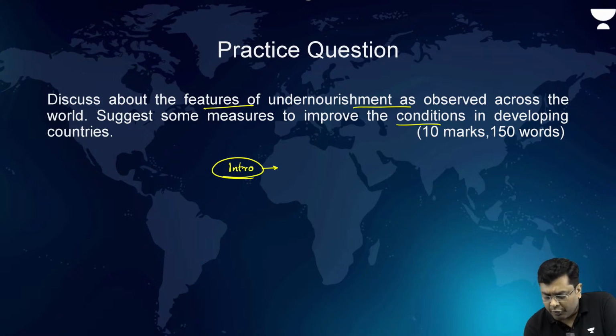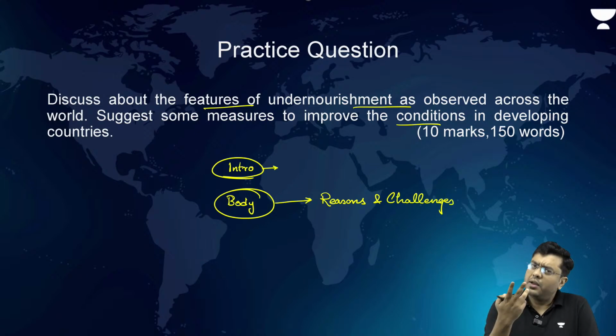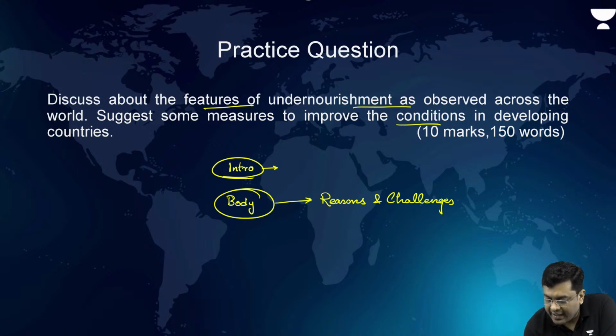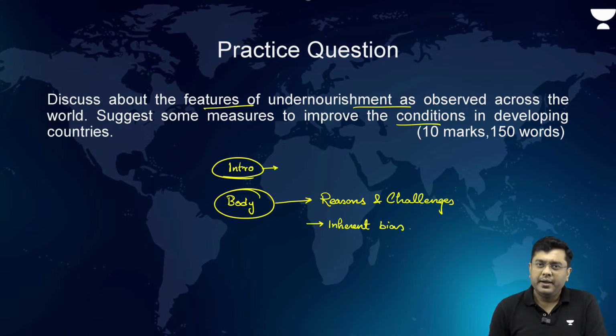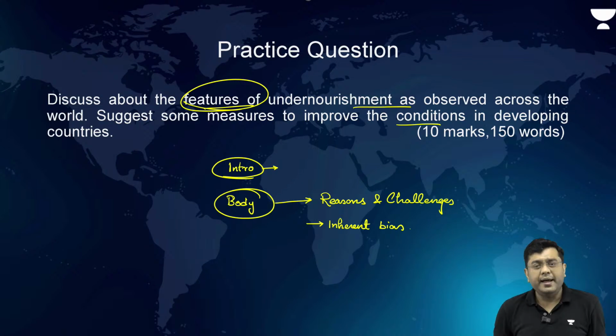Now here, first of all, in the body portion, you talk about the challenges, reasons for undernourishment and challenges. Challenges here, why you have undernourishment, the climate vulnerability, etc. Reasons, 4 A's that you have to talk about. Then after that, talk about the biases, inherent bias. Why? Because it is talking about the features of undernourishment, right? What are the features of undernourishment? It is not only what is undernourishment, but features of them. So reasons, challenges, inherent bias.